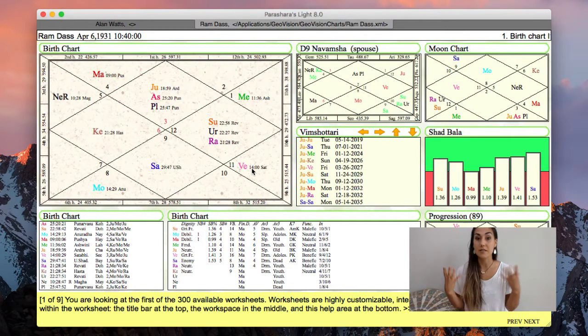Having that Mars aspect is going to give a lot of passion and a lot of ambition to these things. It may damage the relationships a little bit, but. So these are Mars's special aspects.